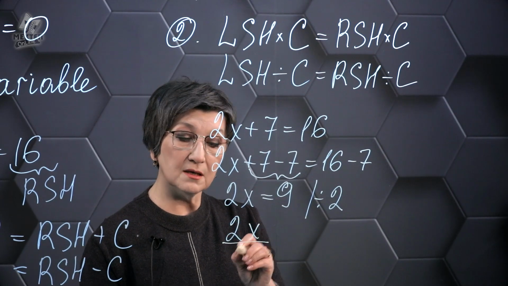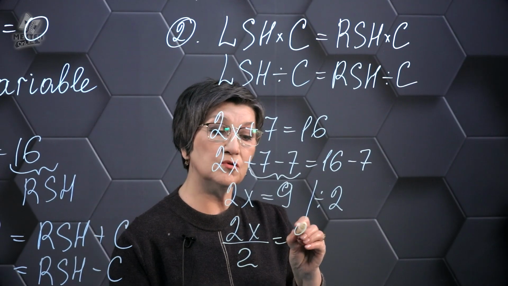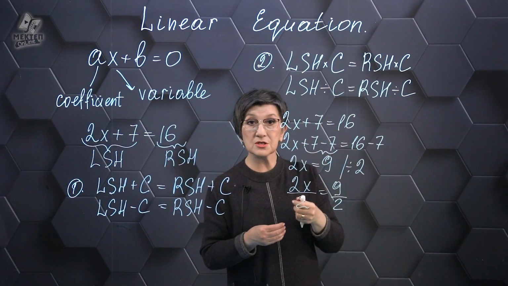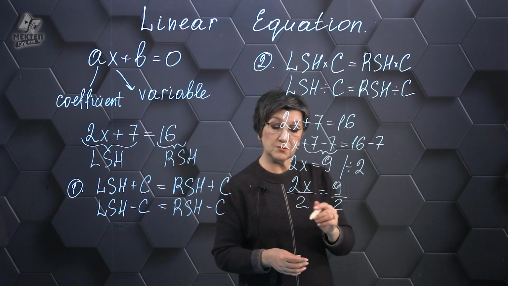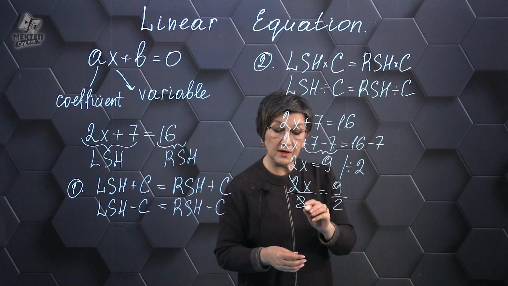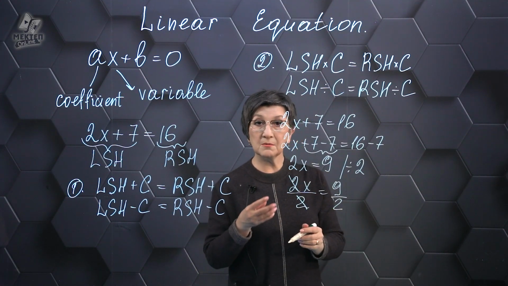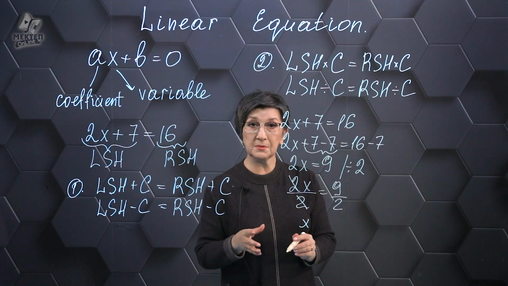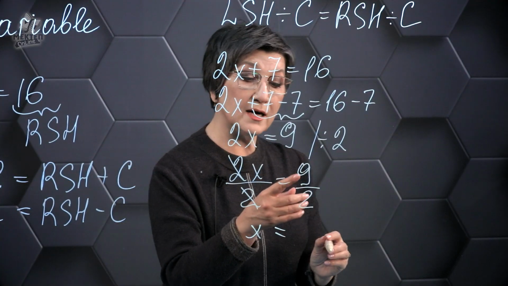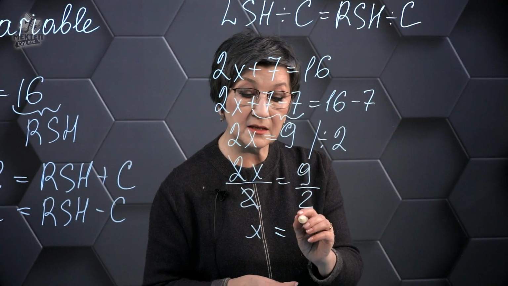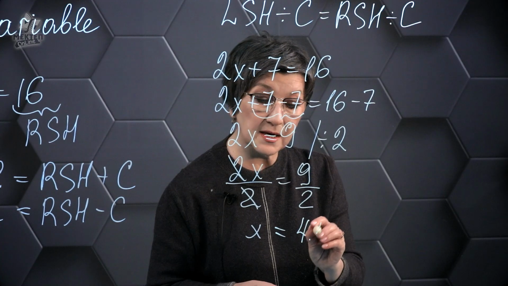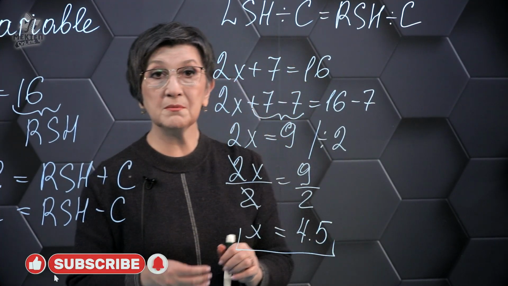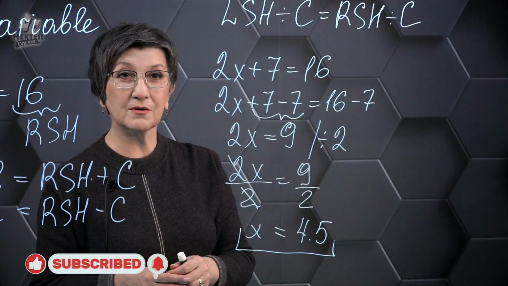2x, I divide by 2 equals 9 and divide by 2. I use our properties, and as a result, I get 2 and 2. I can divide the numerators and denominators by 2. And then, on the left side, I will only have the variable x equals. And 9 divided by 2 is 4.5. As a result, I found the value of the variable x, or solved the equation.